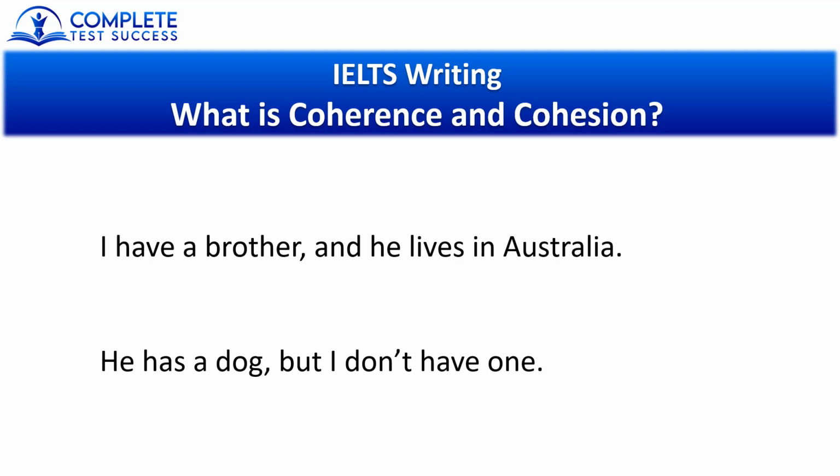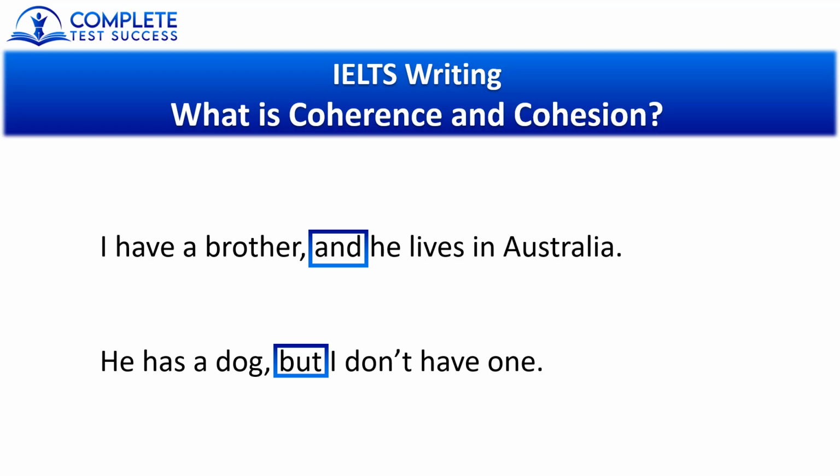Okay, so if we look at those same two sentences from earlier. I have a brother and he lives in Australia. He has a dog, but I don't have one. In these sentences, the cohesive devices are and, but. So what's the purpose of a cohesive device? Well, basically it's when we have two pieces of information and we're trying to show the connection, the relationship between those pieces of information. And the cohesive device tells us what that relationship is.